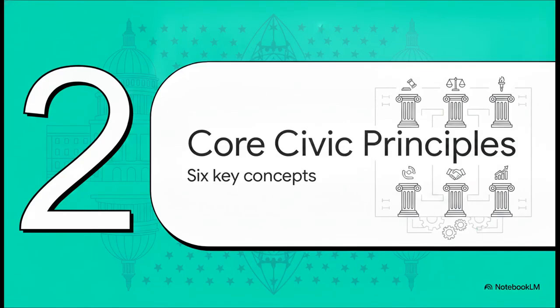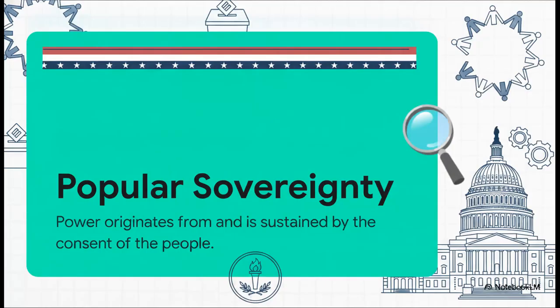Section 2. 6 core civic principles. Let's break down the 6 pillars that hold this whole structure up, starting with popular sovereignty. Basically, this is the principle that governmental power originates from and is sustained by the consent of the people. In other words, it all starts with you. The government acts directly on behalf of the citizens.